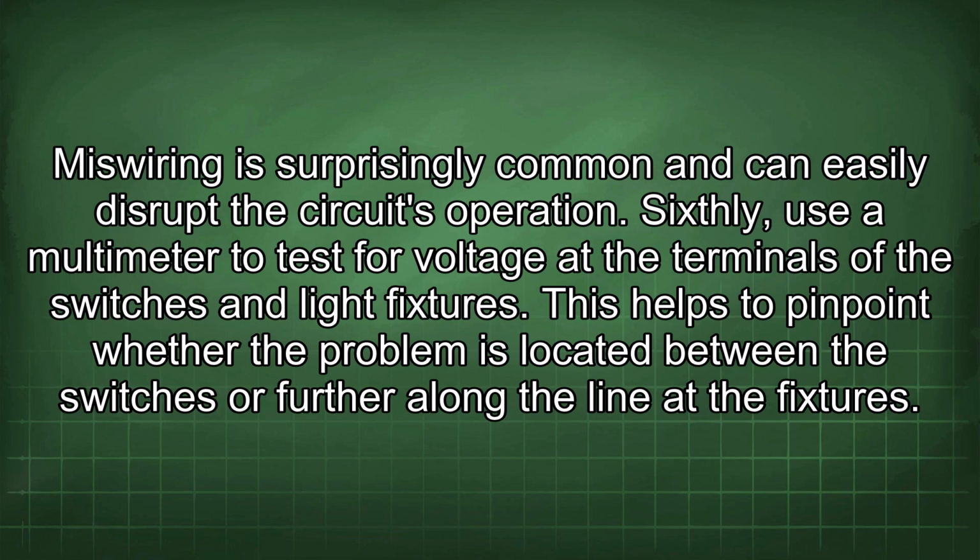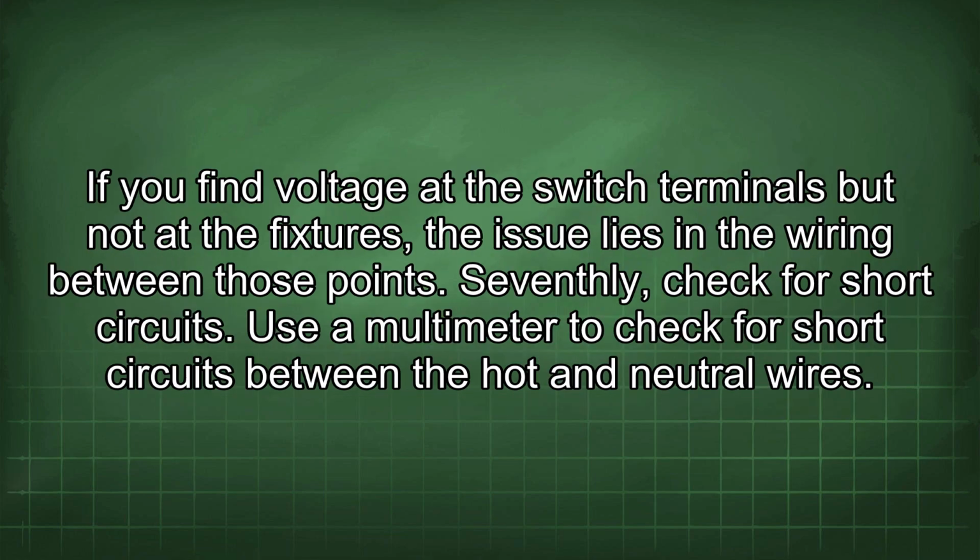Sixthly, use a multimeter to test for voltage at the terminals of the switches and light fixtures. This helps to pinpoint whether the problem is located between the switches or further along the line at the fixtures. If you find voltage at the switch terminals but not at the fixtures, the issue lies in the wiring between those points. Seventhly, check for short circuits.